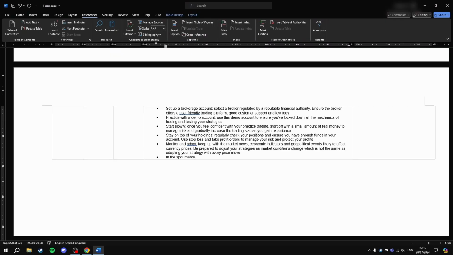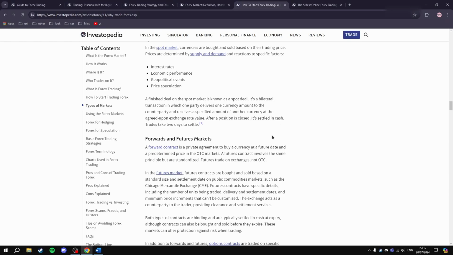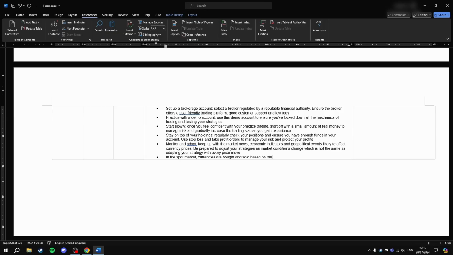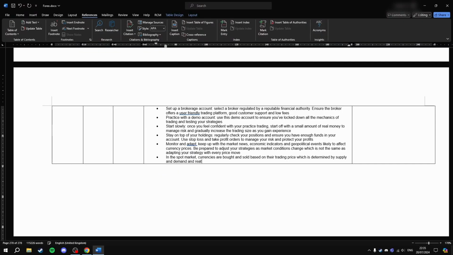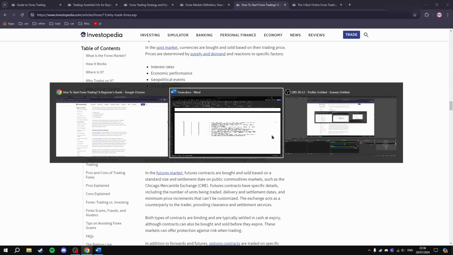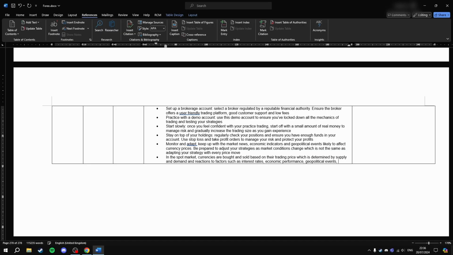In the spot market, currencies are bought and sold based on the trading price, which is determined by supply and demand and reactions to factors such as interest rates, economic performance, geopolitical events, price speculation.